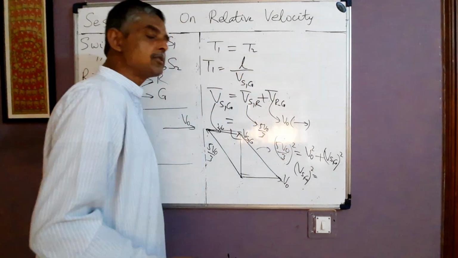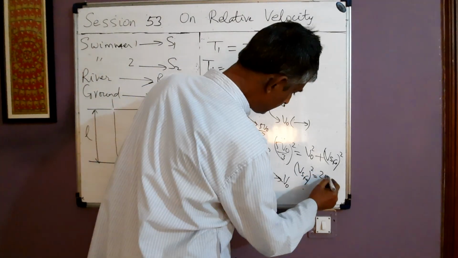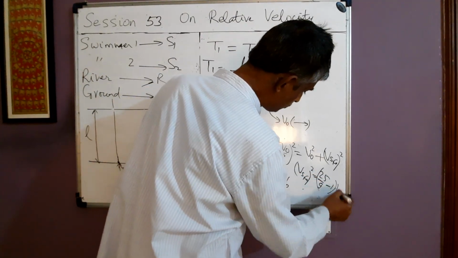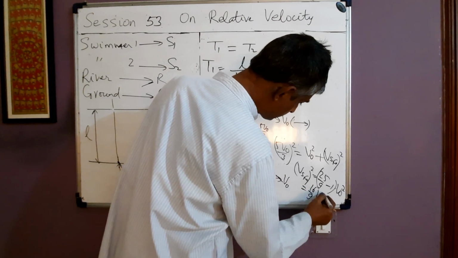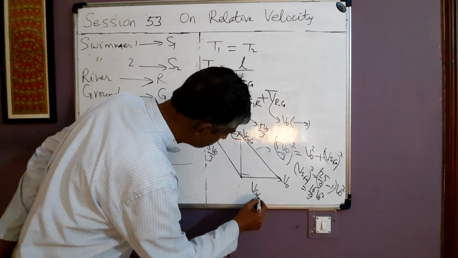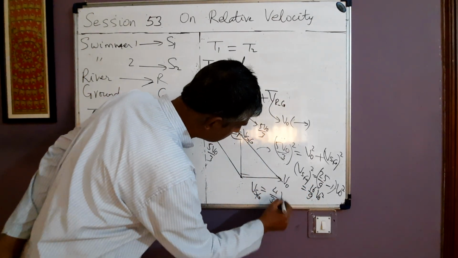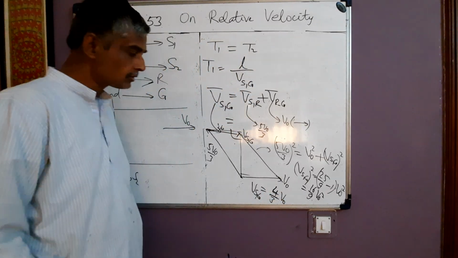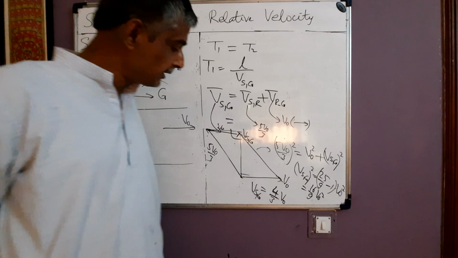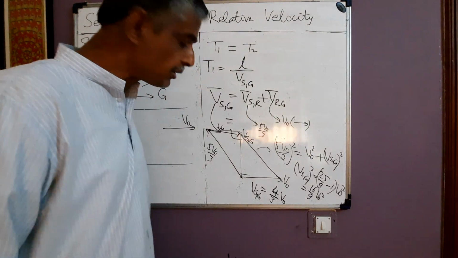So 25 by 9 minus 1, into V0 square. So this becomes 16 by 9 V0 square. So Vs1g becomes what, tell me? Vs1g becomes 4 by 3 V0. This is the value of Vs1g. So Vs1g becomes 4 V0 by 3. This is the expression for Vs1g.